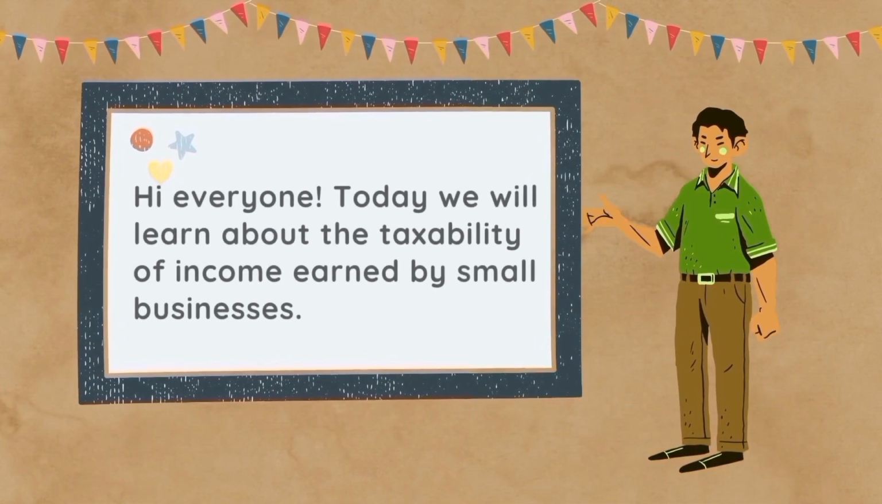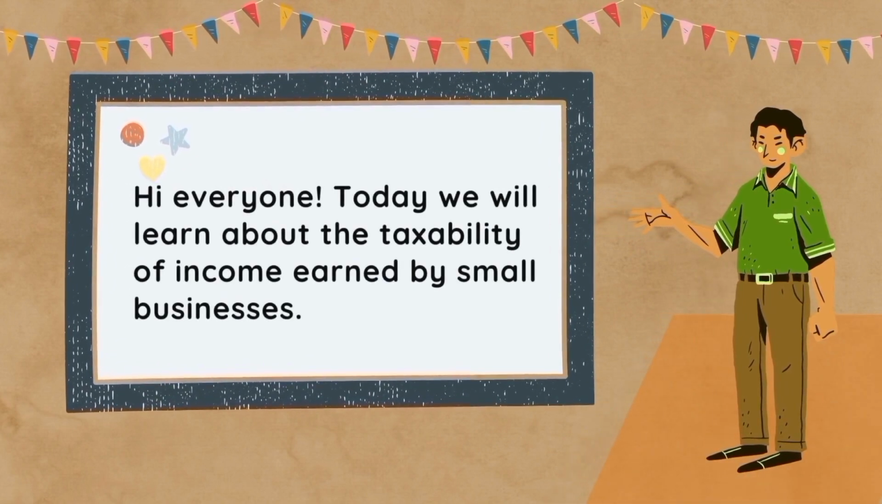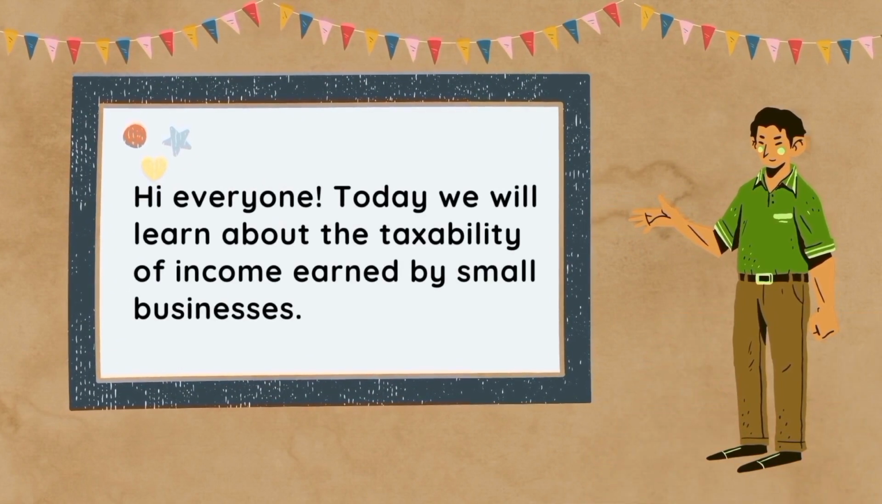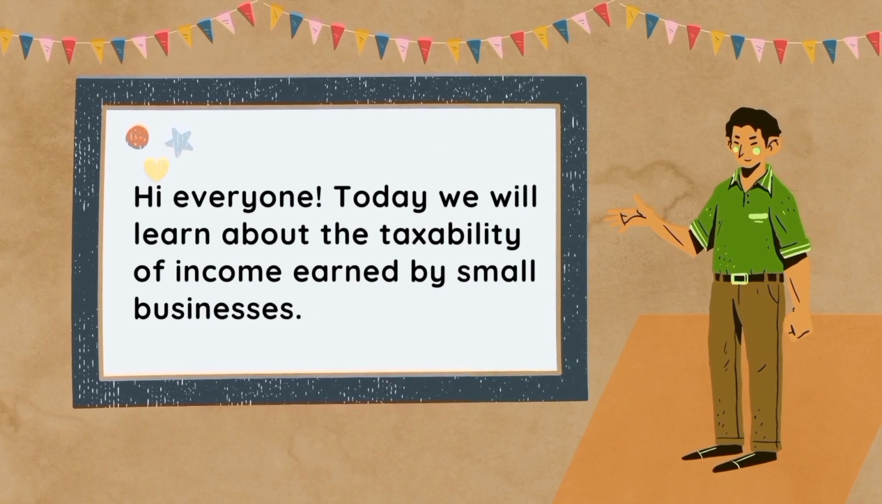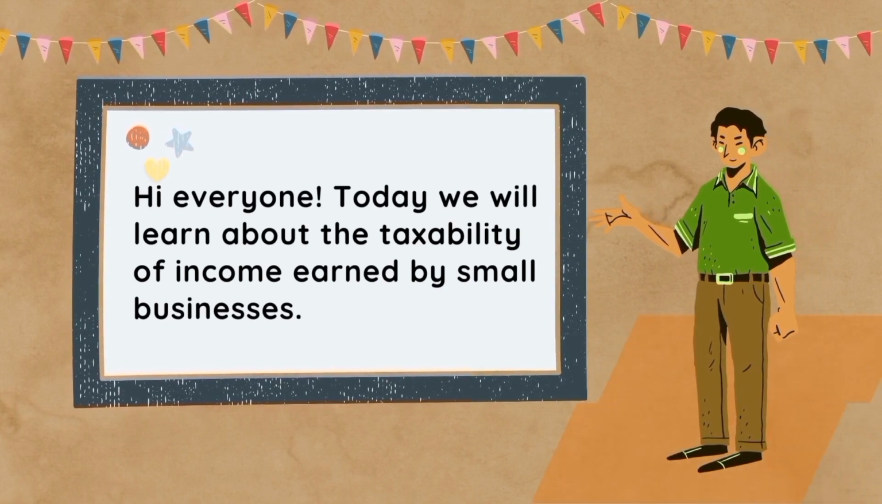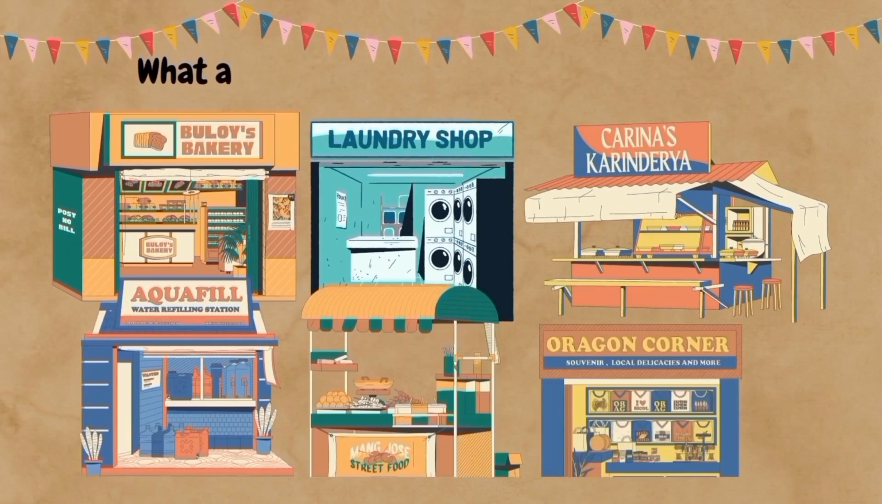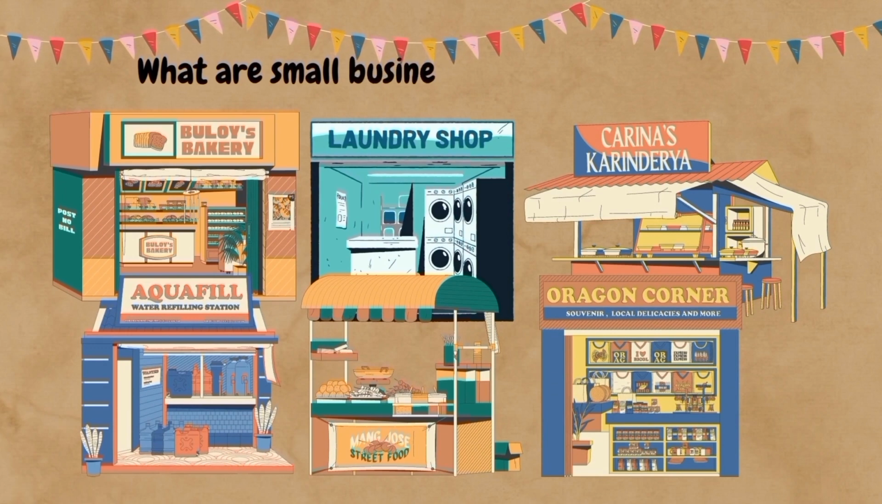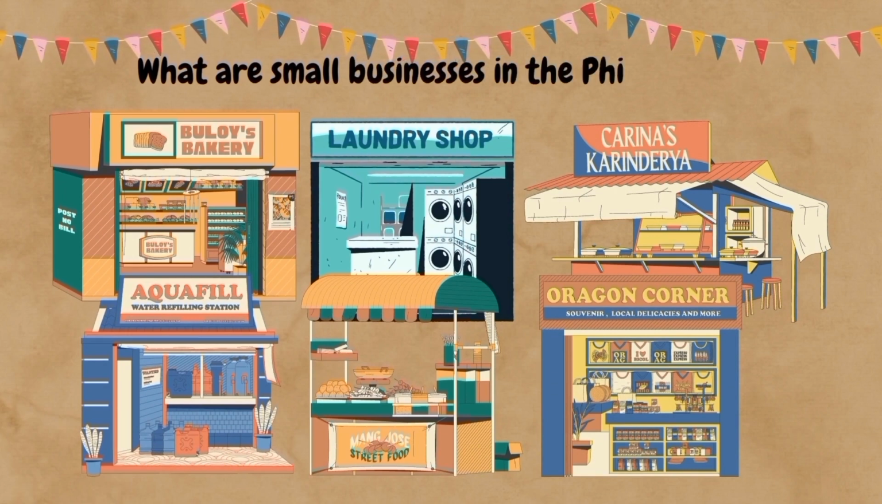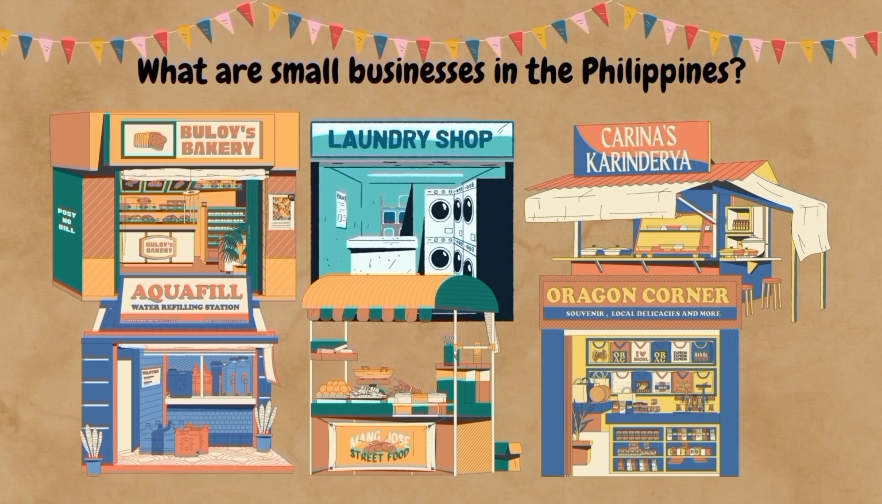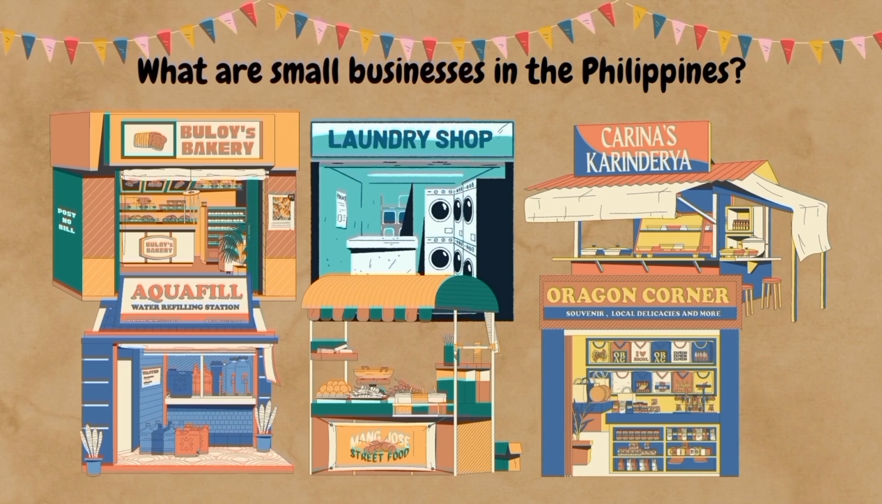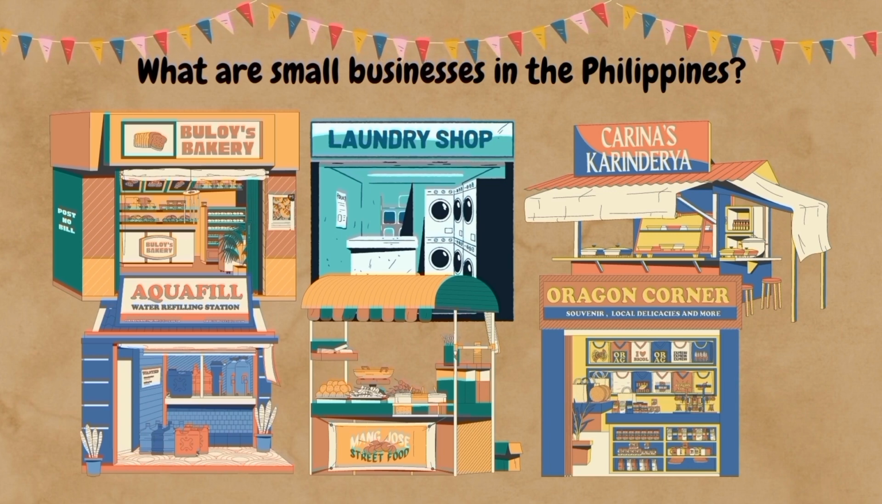Hi everyone! Today, we will learn about the taxability of income earned by small businesses. Before we proceed with the discussion on how they are taxed, let us first define what are considered as small businesses in the country. The following are some examples of small businesses: food cart, bake shop, water filling station, drugstore, laundry shop, engineering firm, legal and notarial services, poultry and animal raising business.